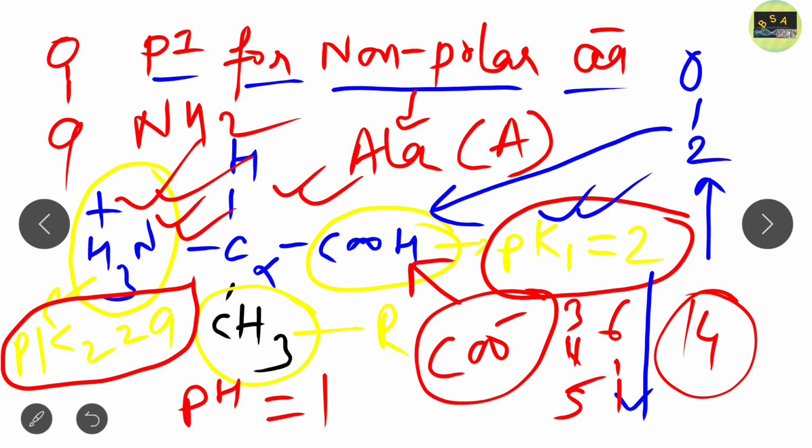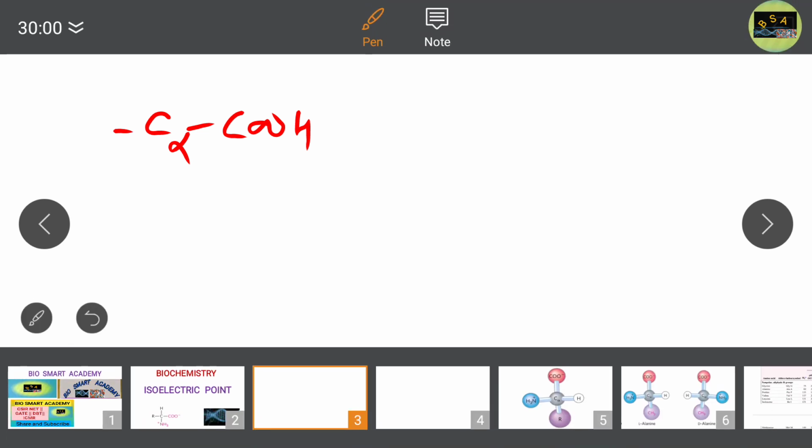Now I will calculate the isoelectric point for alanine. Just look at this. This is the structure of alanine, and I already told you that it exists at pH 1.